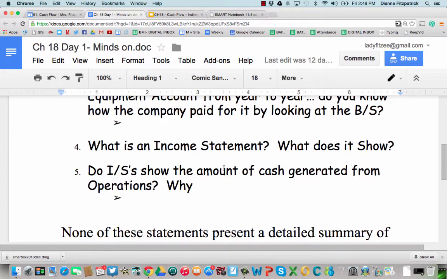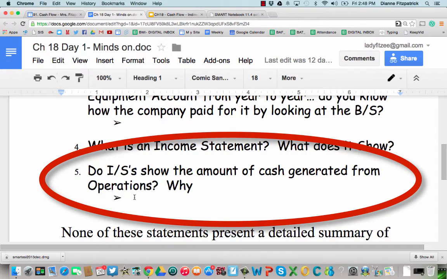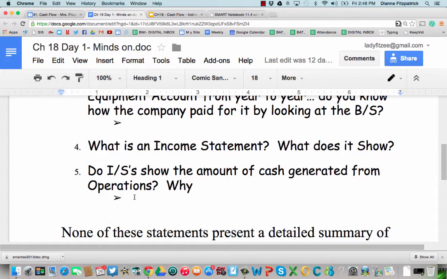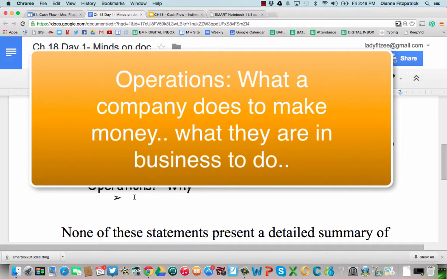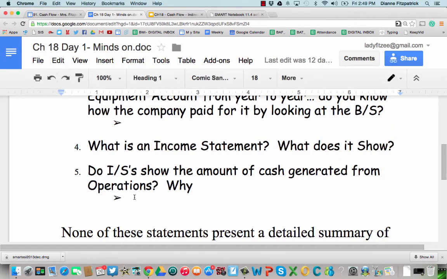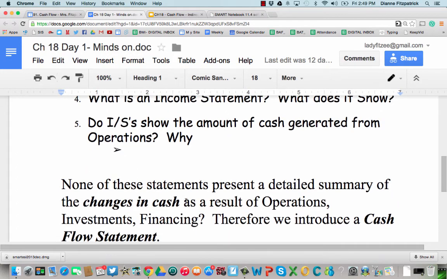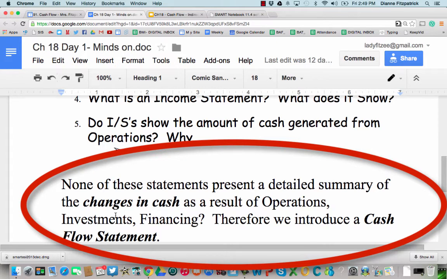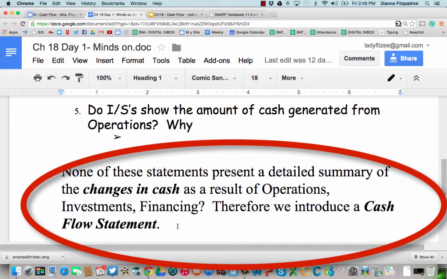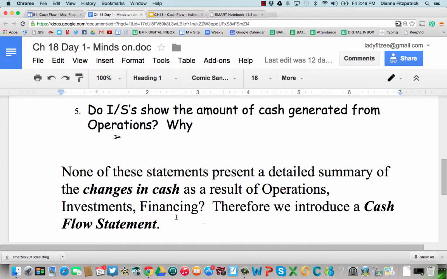And number 5, does an income statement show the amount of cash generated from operations? Well, we all know that operations of the business is really what the company does to make money. So if it's a merchandise company, they sell merchandise. So sales would be their revenue, and they would have cost of goods sold and things like that. However, you still cannot see if the company was earning cash or were they making their sales on account. So none of these statements present a detailed summary of the changes in cash as a result of operations, investments, and financing. And therefore, we need to introduce this 4th statement.